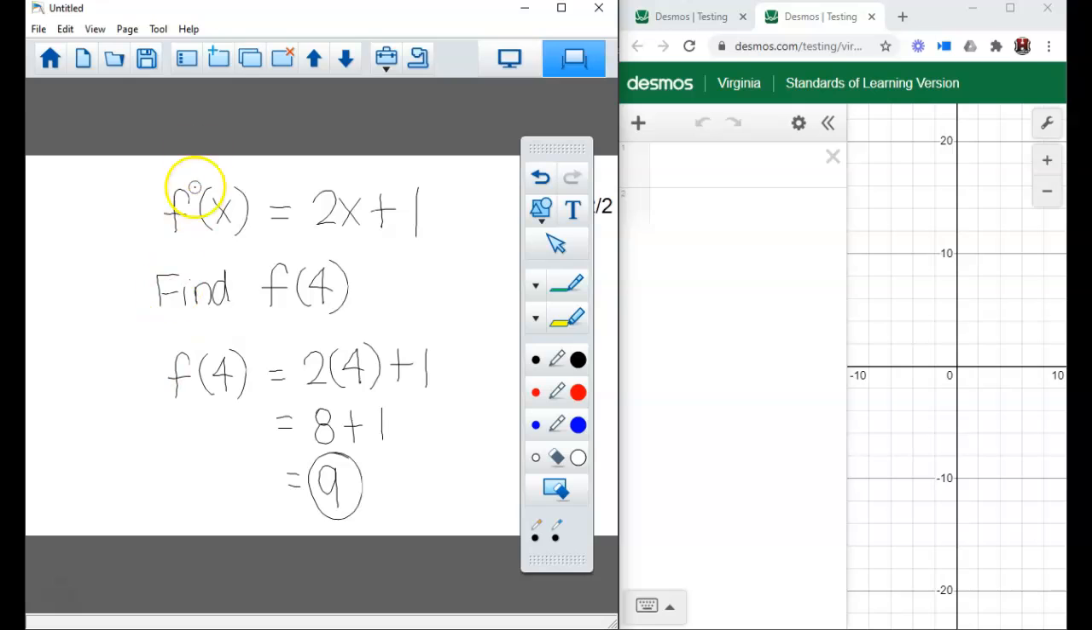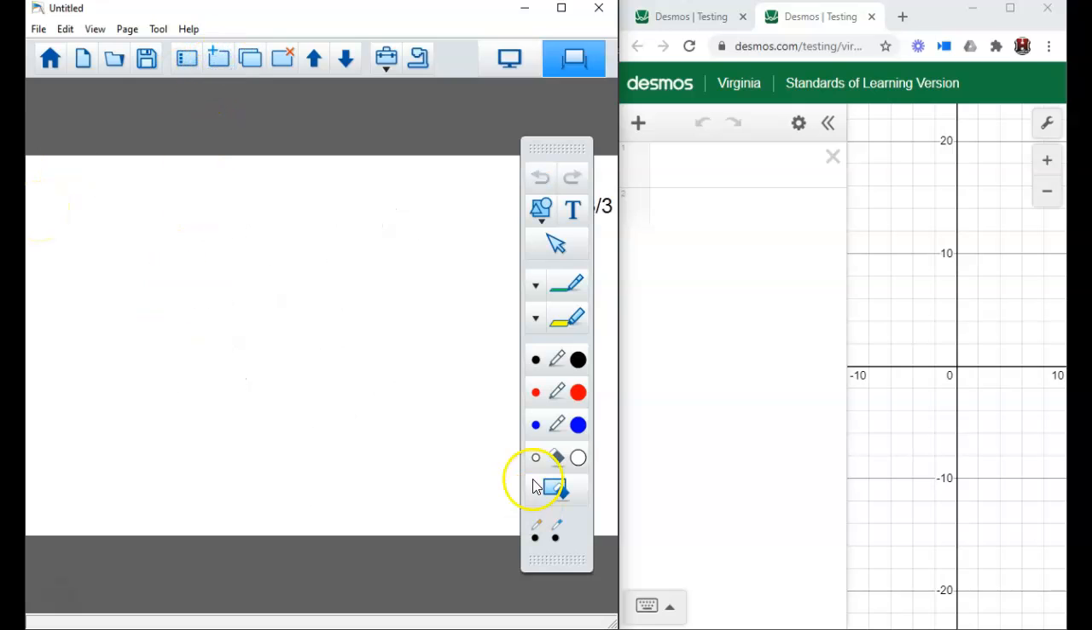Now, let's talk about how you're going to do this same thing today using your Desmos calculator. All right? Now, here is the deal. To do function notation on the calculator, there are times that we are going to need some parentheses. And we need parentheses to help the calculator get it right. Okay? So I want you to listen to this carefully, and please make sure you follow what I'm saying.